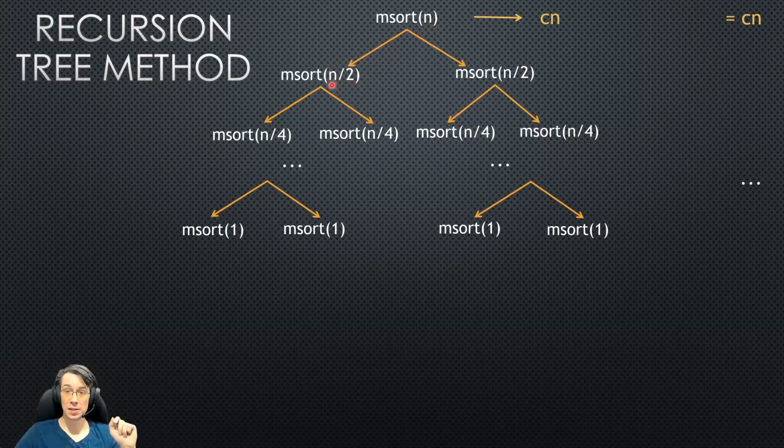So each of these calls does c times n over 2 work. And how many calls are there? There are 2 of them. So 2 times cn over 2 is just cn work done at this level.